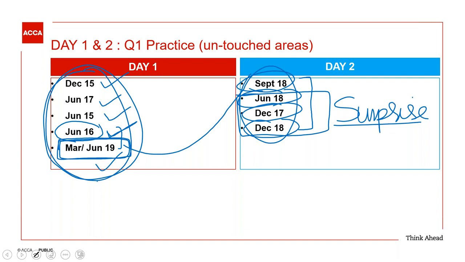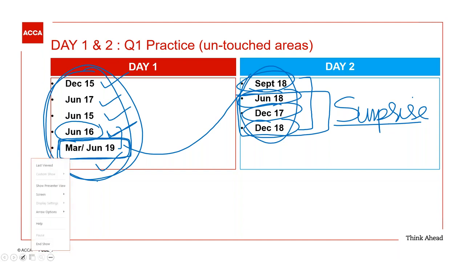Welcome back after the break. Prior to the break, we were looking at the September 18 question number one. So let's start on with the journey from June 18, December 17, and December 18, so we can complete the question number one practice of the untouched areas. Okay, let's start on with June 18. Let's see what's inside the June 18 exam paper and what can we learn out of the June 18 question number one.